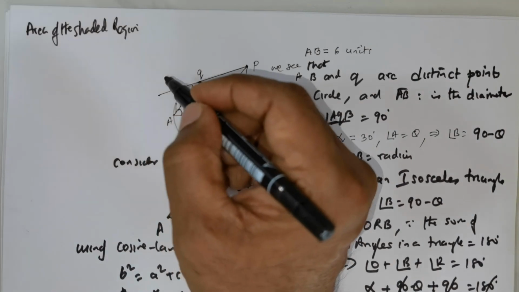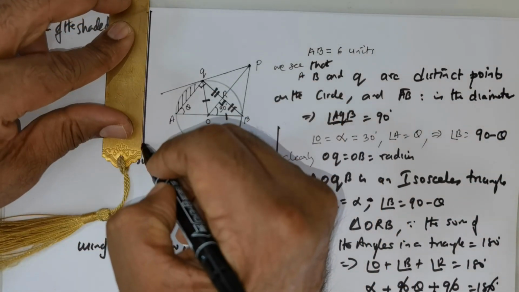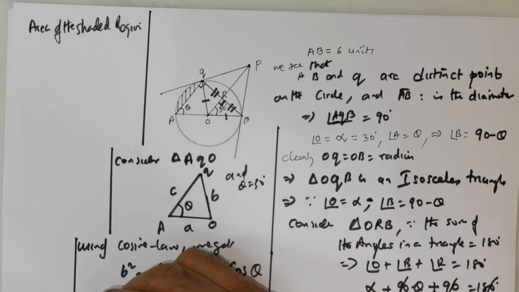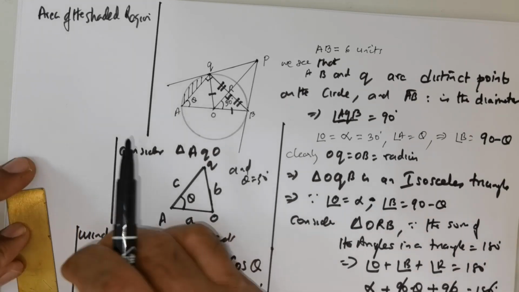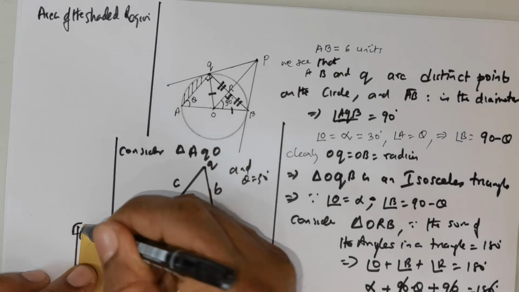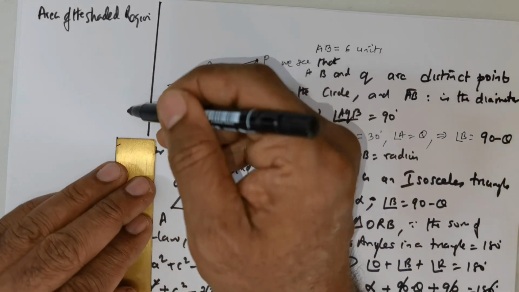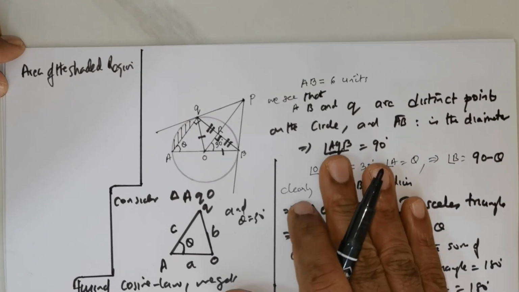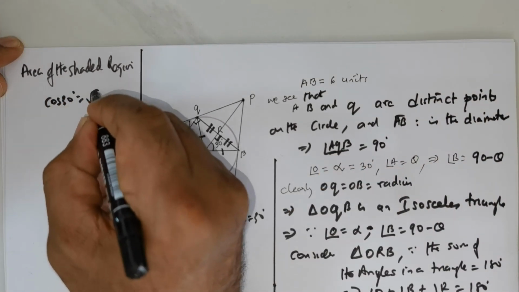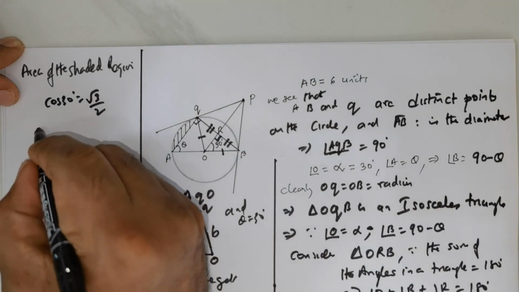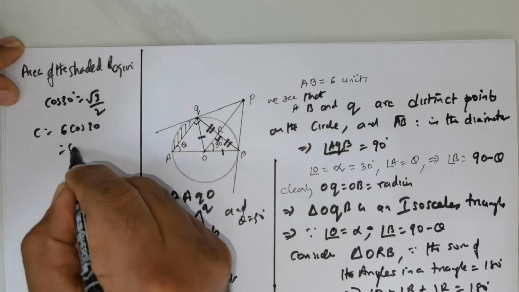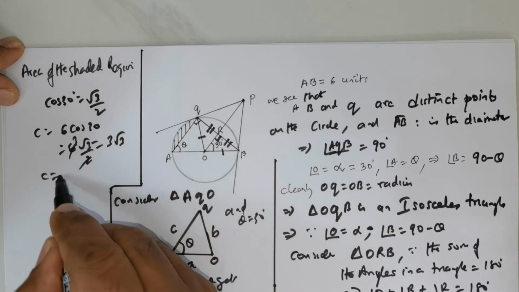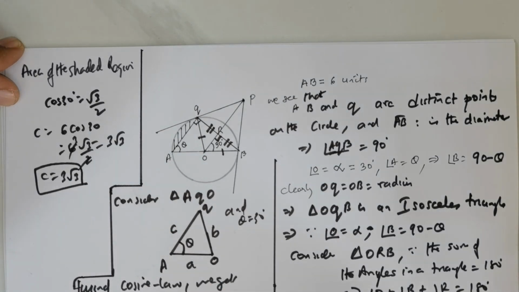Now what is cos 30? Let me get the value of cos 30. We know that cos 30 is root 3 over 2. So that would mean C is equal to 6 times cos 30, 6 times root 3 over 2. 2 divides here 3 times. So you have 3 times root 3 is equal to C. So C is equal to 3 times root 3. So you box that as well. So I've got the value of C.